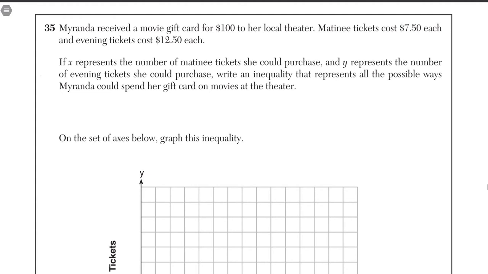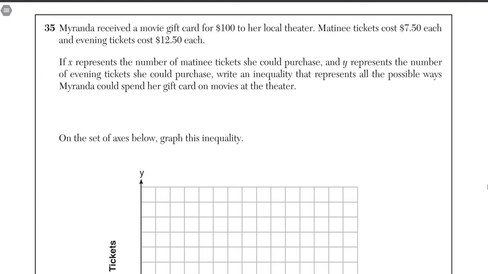So the amount that she spends has to be less than the amount on the gift card, less than 100. And how much is she going to spend? Well, it depends how many of each type of ticket she buys. The amount she spends on matinee tickets is the number of matinee tickets times $7.50. And for the evening tickets, the total amount spent will be $12.50 times the number of evening tickets, which is y.